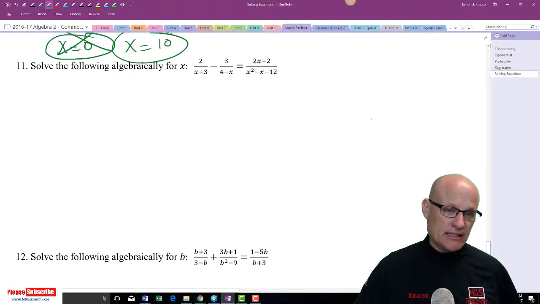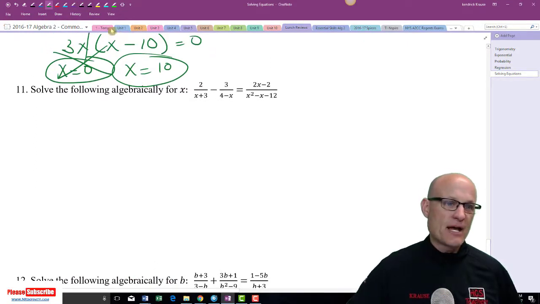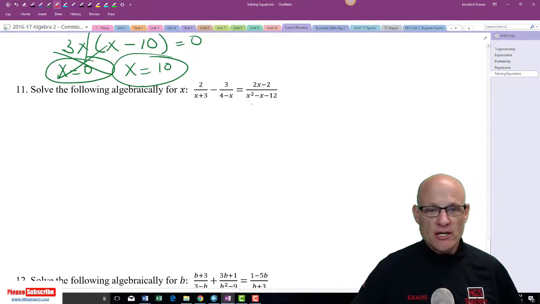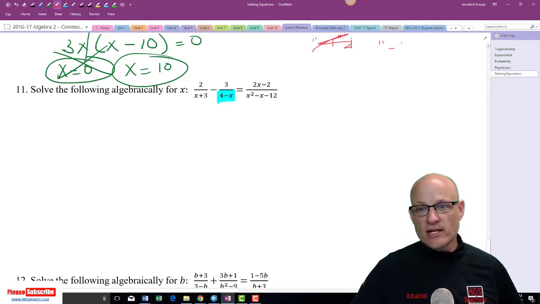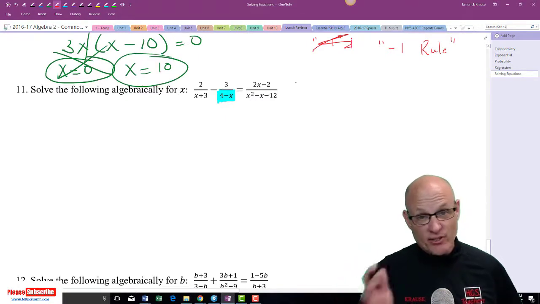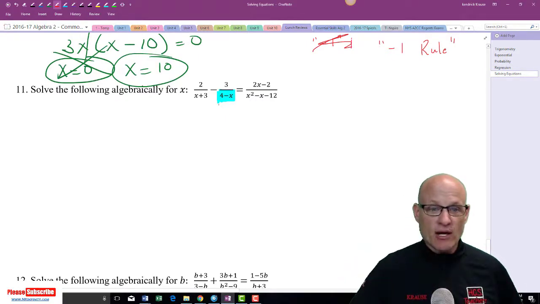Oh my God, this is a hard question. I put this one on here just to mess with you all. And the problem is right here. That is backwards. And when that is backwards, don't even try to solve it. In my class, we call this the negative one rule. Whenever a binomial is backwards and it's subtraction, I'm going to turn it around. X minus 4.